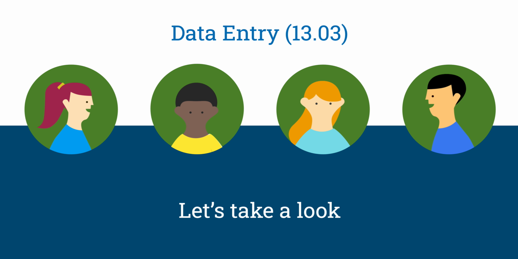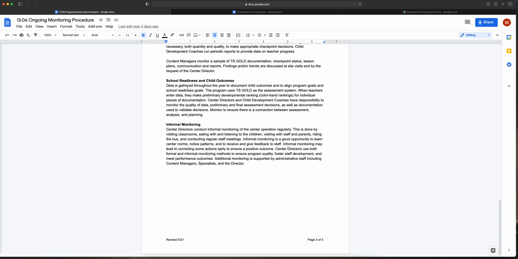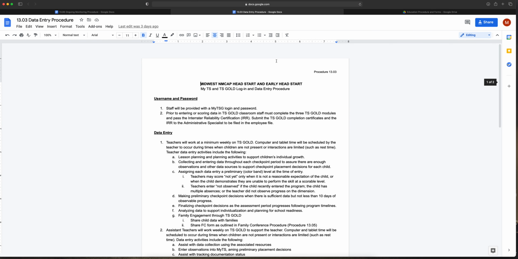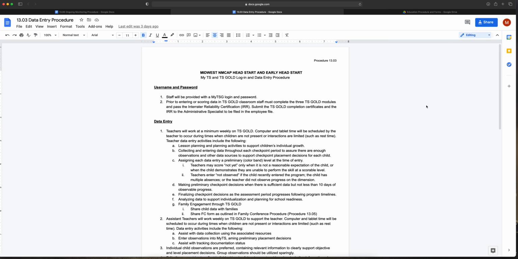Now that we've had a chance to look at our monitoring procedure, let's take a look at our data entry procedure. Data entry is procedure 13.03 in the Procedures and Forms folder in the drive. So let's take a look at procedure 13.03. 13.03 is the data entry procedure for education team members. And this procedure goes through My Teaching Strategies Gold, and when and how data is entered.